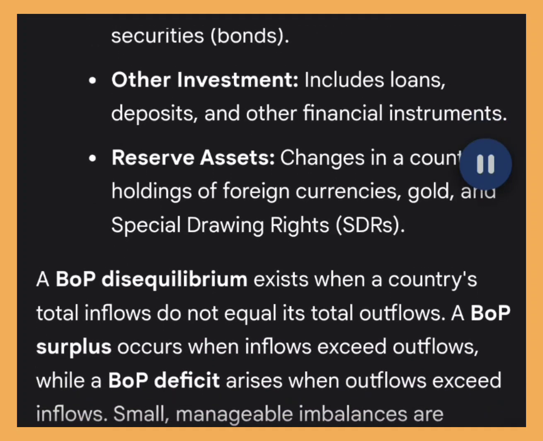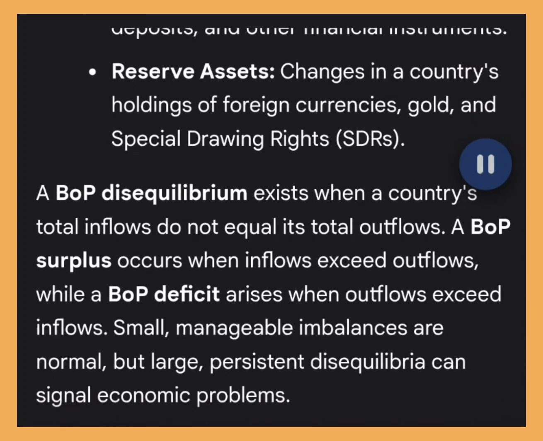A BOP disequilibrium exists when a country's total inflows do not equal its total outflows. A BOP surplus occurs when inflows exceed outflows, while a BOP deficit arises when outflows exceed inflows. Small, manageable imbalances are normal, but large, persistent disequilibria can signal economic problems.